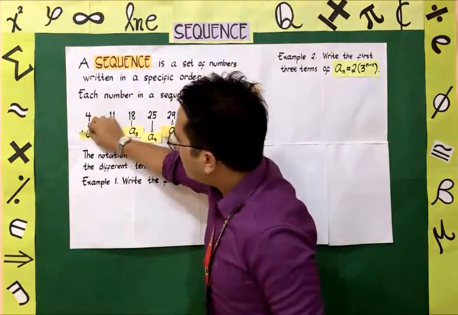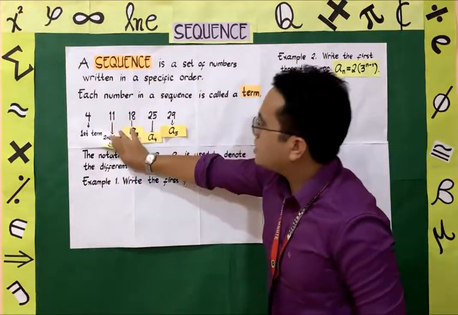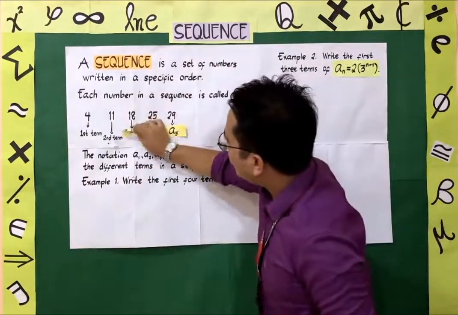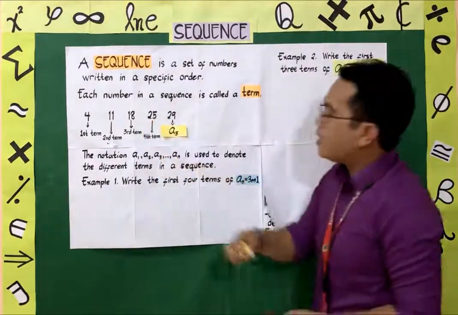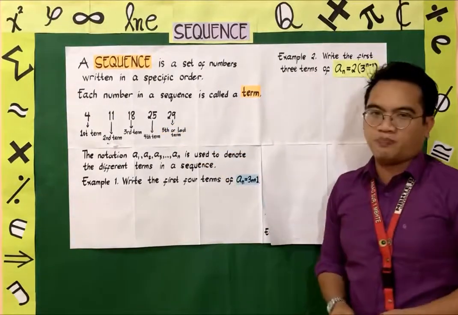4 is also known as the first term, 11 is also known as the second term, 18 is the third term, 25 is the fourth term, and 29 is the fifth or the last term.